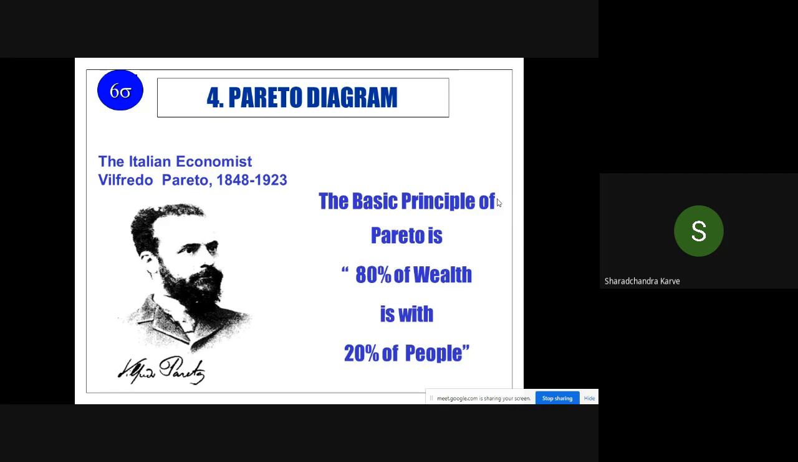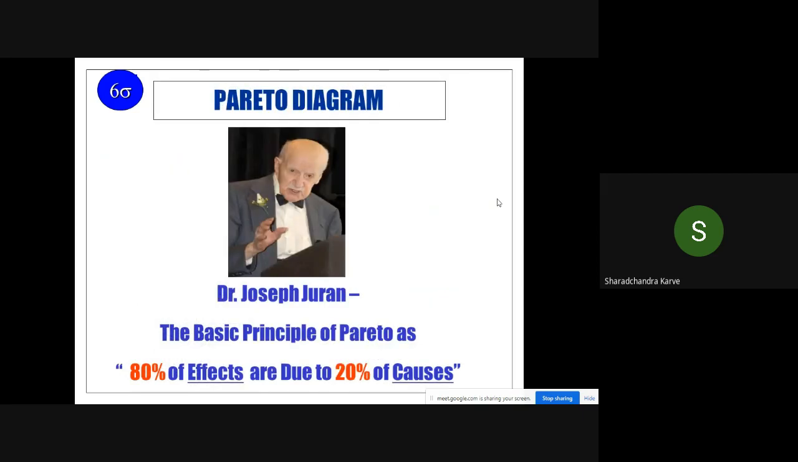Next slide, please. Based on this economic principle, Joseph Juran converted that basic economic principle into a management principle. He said 80% of the defects are due to 20% of the causes. So it is also called the 80-20 rule or a Pareto diagram. Let us look at how a Pareto diagram is actually done. Next slide, please.